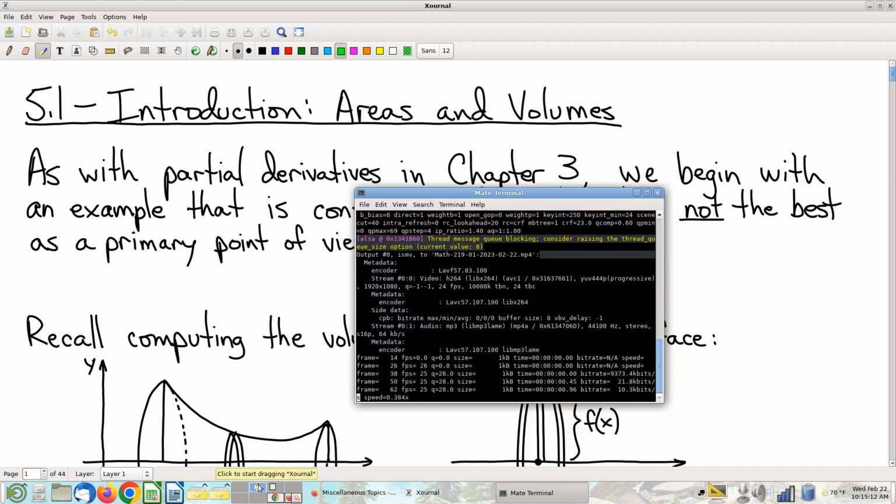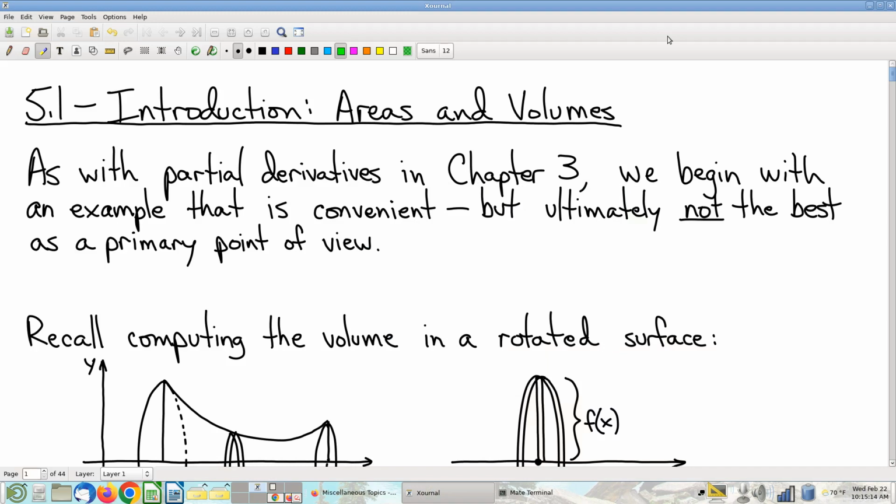Okay, so we're recording a new topic for a new chapter to start off with today. So that's exciting. But you'll notice we're skipping chapter 4, right? We just finished chapter 3. We're jumping right up to chapter 5. That is because of a combination of reasons.